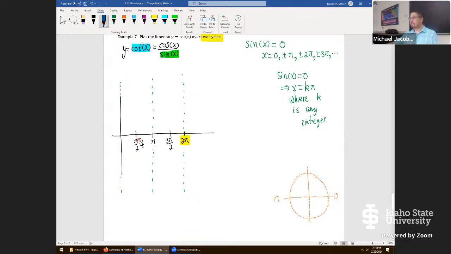Cotangent at pi over 2 is just going to come out as 0, since cotangent of pi over 2 is cosine of pi over 2, which is 0, divided by sine of pi over 2, which is 1, giving us a 0 right here. For the same reason, there's a 0 at 3 pi over 2. So now we've got 2 points on our graph. There are infinitely many more, but at least that's a start.